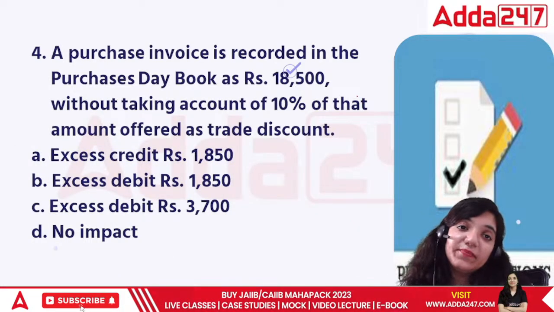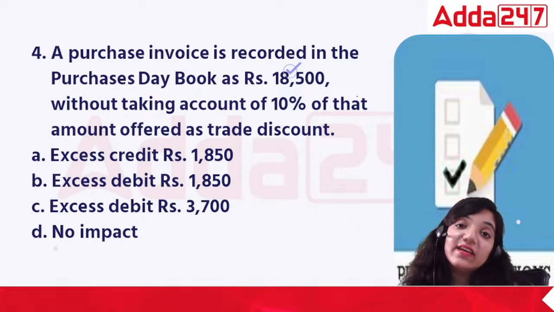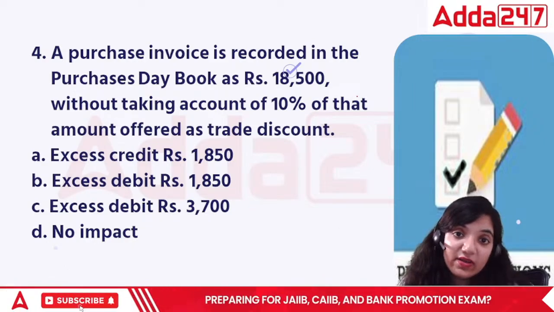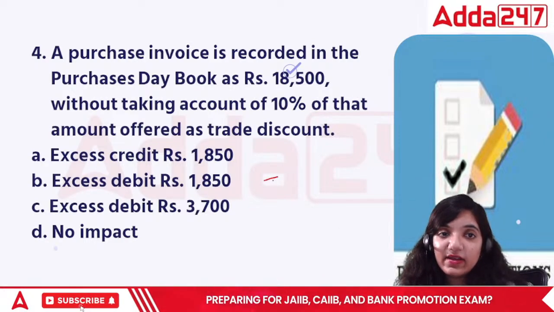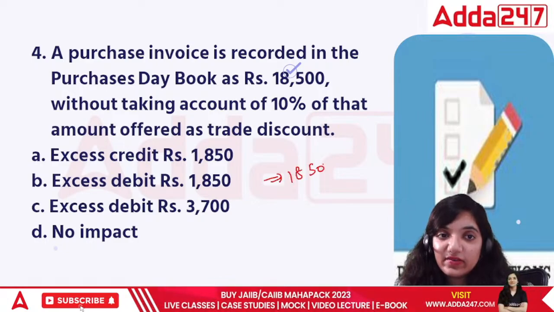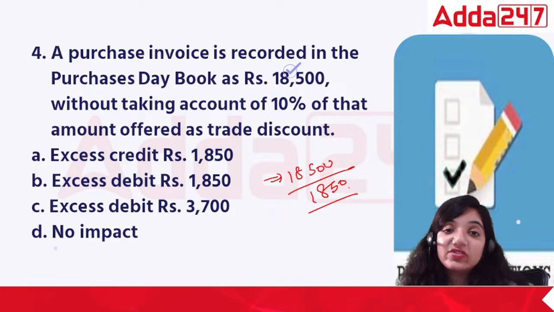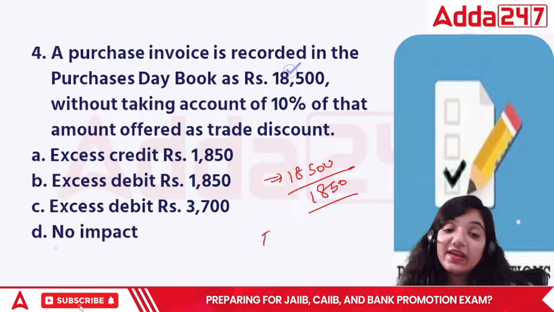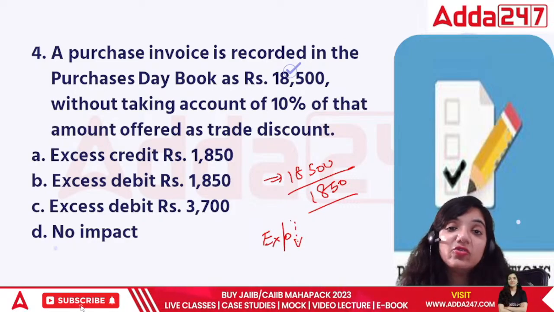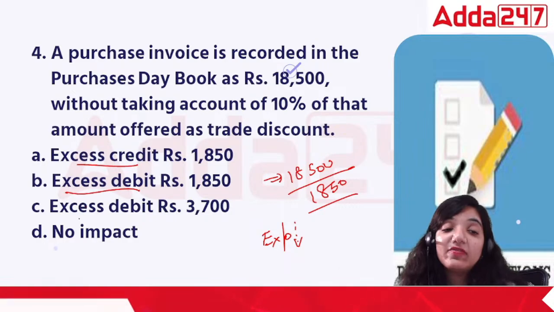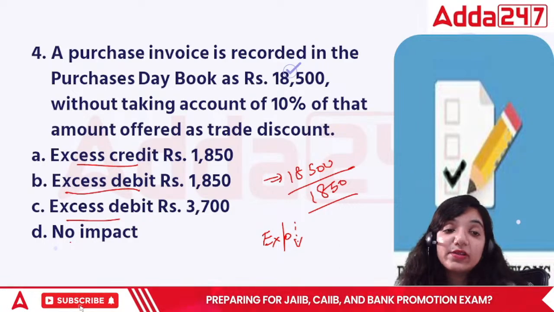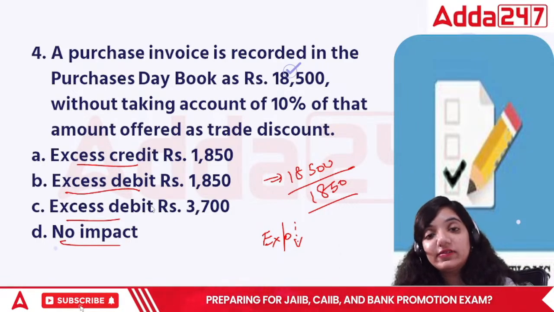Next question. A purchase invoice recorded in the purchase day book. See, the point is I recorded it as 18,500 while there was a discount of 1850. So technically my purchase was less, my expenses were supposed to be less. So will it be shown in the excess credit of 1850, excess debit of 1850, excess debit of 3700, or no impact?